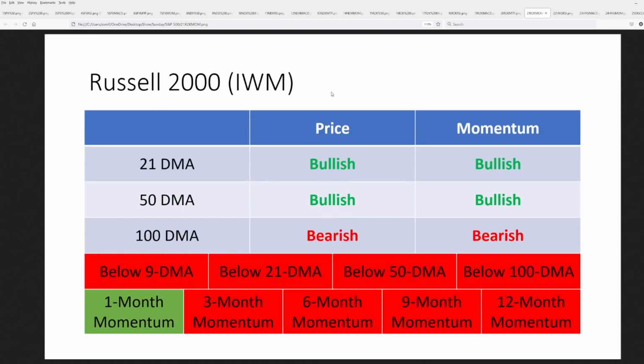And how about the Russell 2000 on the longer term indicators? 21-day and 50-day moving averages remain bullish. 100-day moving average still bearish, below all the key moving averages. That's not good. 3, 6, 9, 12-month momentum, all negative. Not good signs at all.